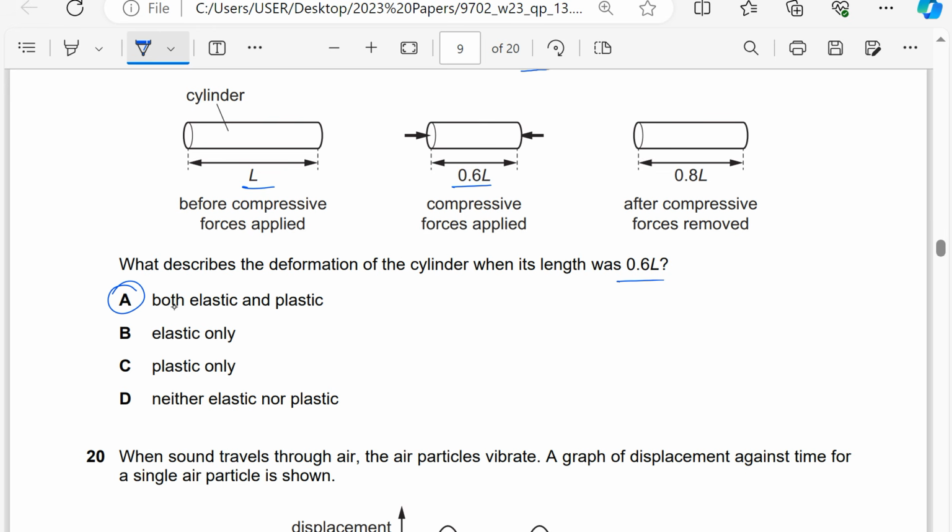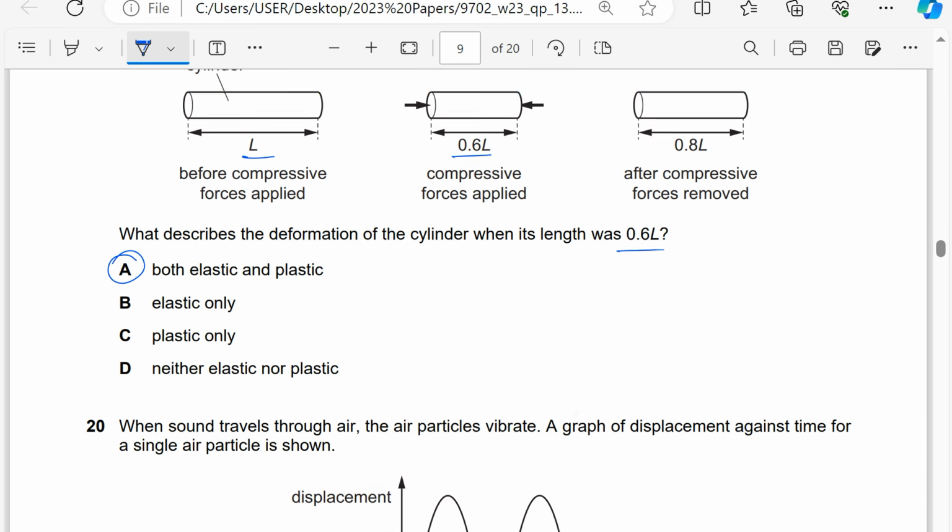So when we compress it up to 0.6 L, we compress it beyond its elastic limit. So it underwent both elastic and plastic deformation. So the answer is A.